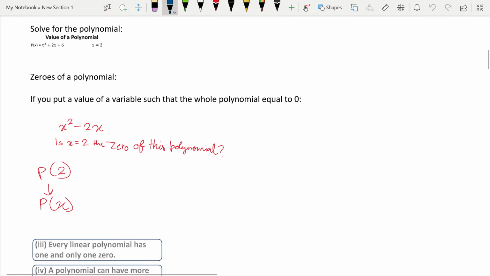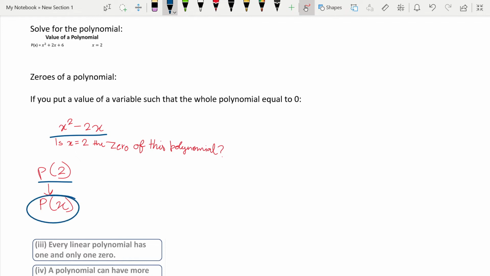Zeros of a polynomial. What are zeros of a polynomial? If you put in a value of the variable such that the whole polynomial equals 0. Now, let's take x squared minus 2x, for example. Is x equal to 2 a zero of this polynomial?